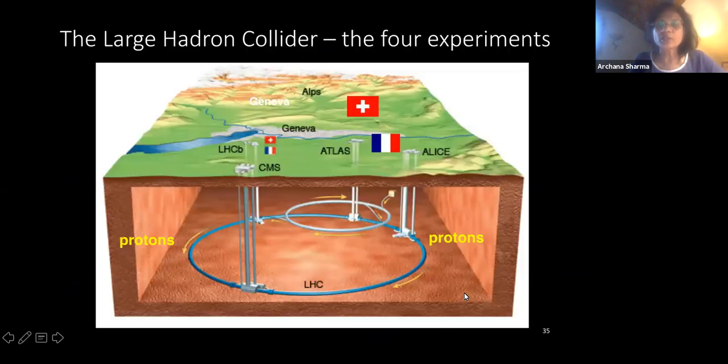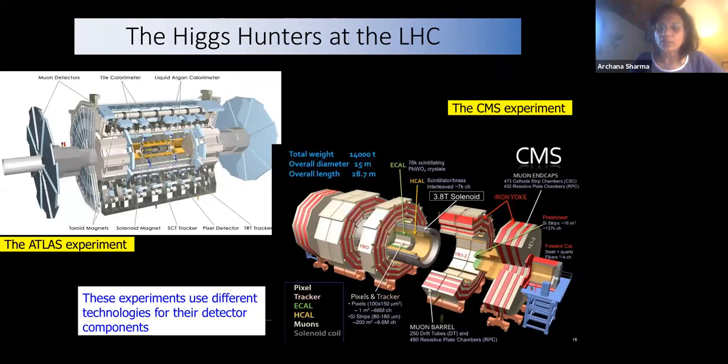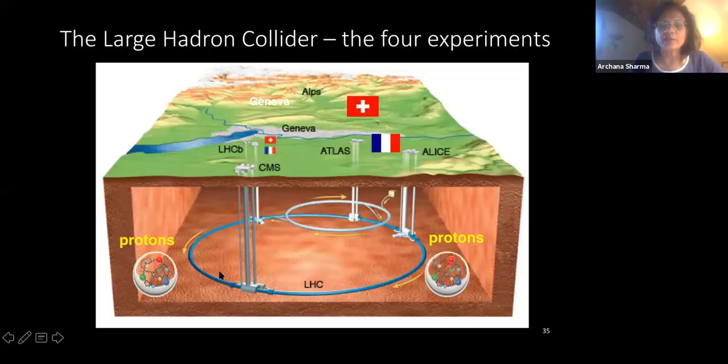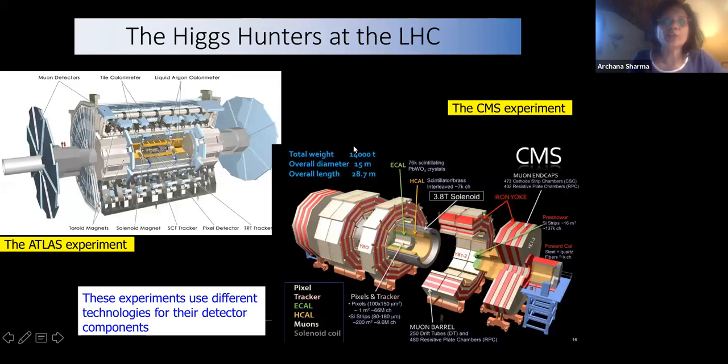Here is another scheme that shows you how these experiments are housed underground, four of them. And my experiment is in France, that is LHC CMS. So here, this is my experiment, CMS, and that's in France. And the other experiment is Atlas. Obviously, we need two to corroborate anything that one experiment will find.